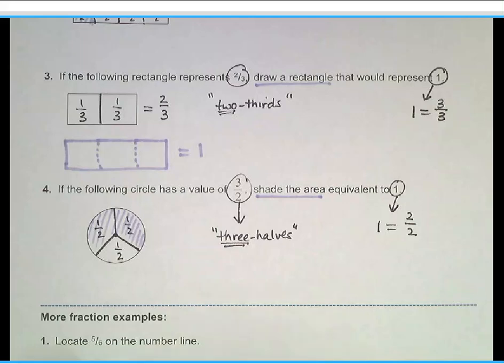So you really do, on these problems, need to consider what is the numerator and what is the denominator, because the numerator and the denominator tell you different pieces of information.